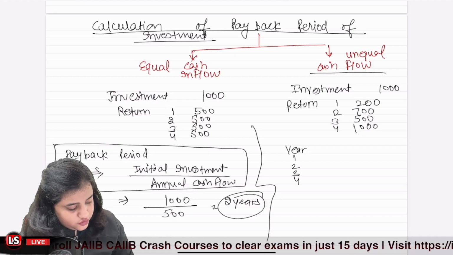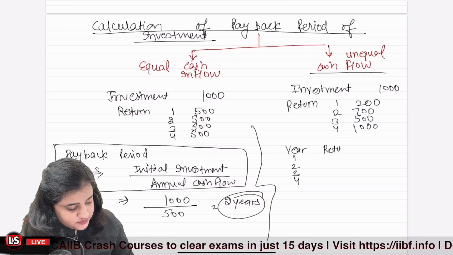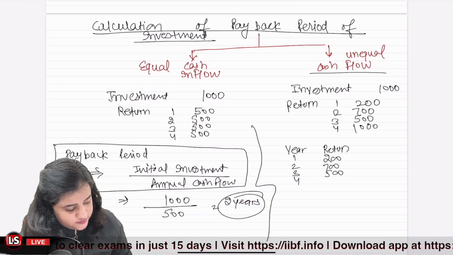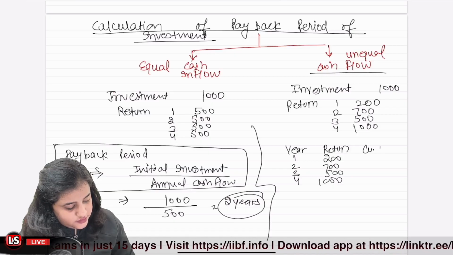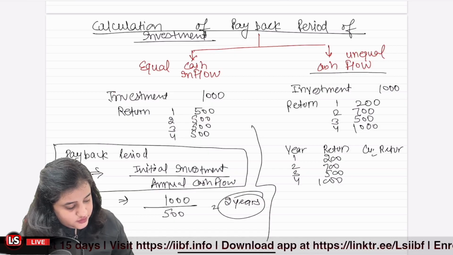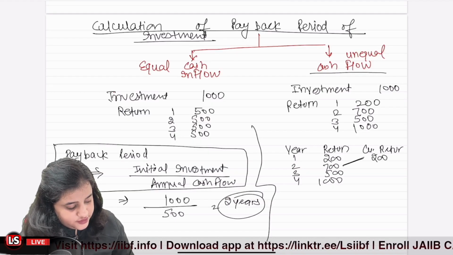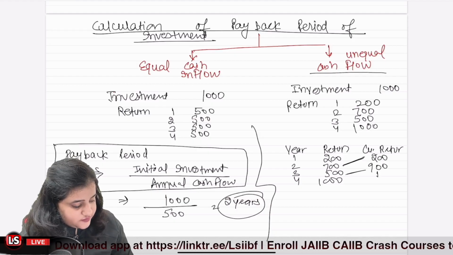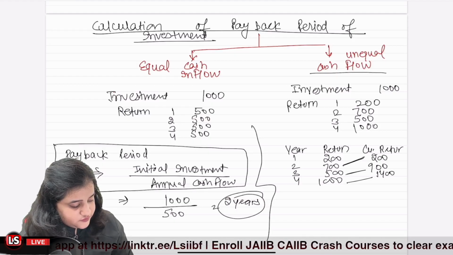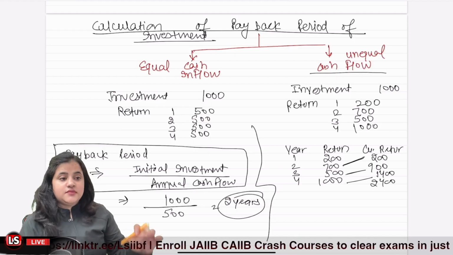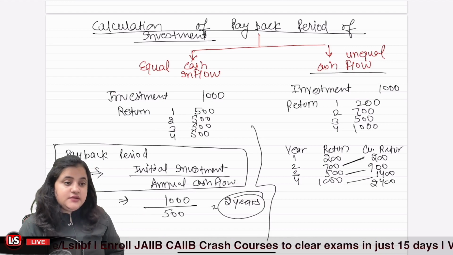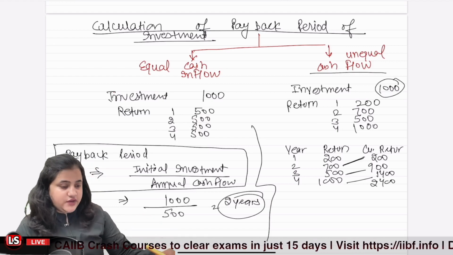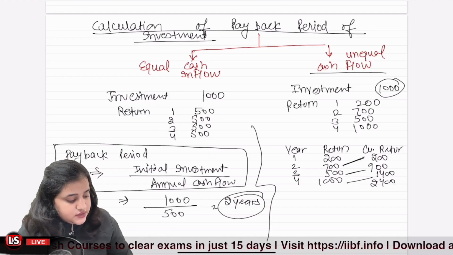We will calculate cumulative return first. 200, 700, 500, 1000. So cumulative return will be: Year 1 200, year 2 700 plus 200, that is 900. Year 3 900 plus 500, 1400. Year 4 it is 2400. Now I have taken cumulative return. What was my initial investment? It was 1000. I will compare 1000 with the cumulative return.